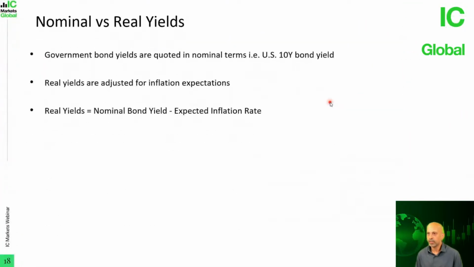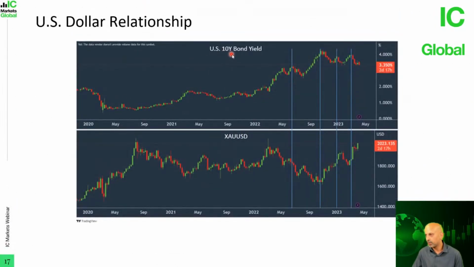Okay, then we'll look at what real yields are. We also talked about the relationship between gold prices and real yields. So just to simply explain the difference between nominal yields and real yields. Government yields are quoted in nominal terms. So that means like what we see here, the US 10-year bond yield. It went as high as about 4.2% in the middle of 2022, and of course it dropped lower since then.